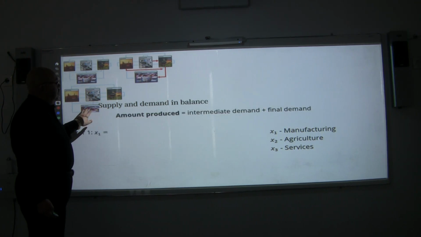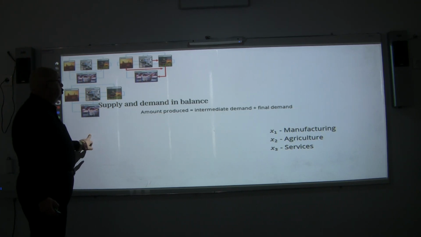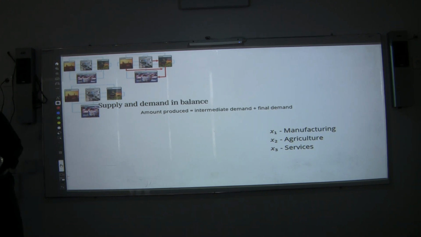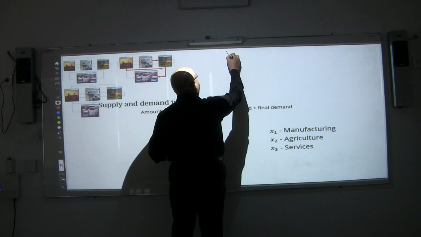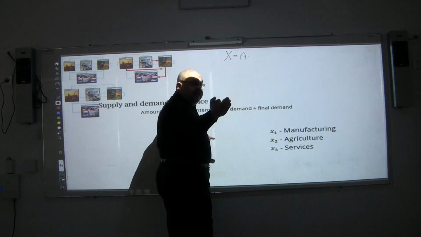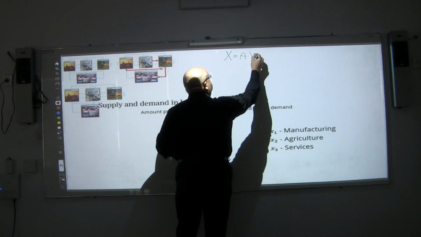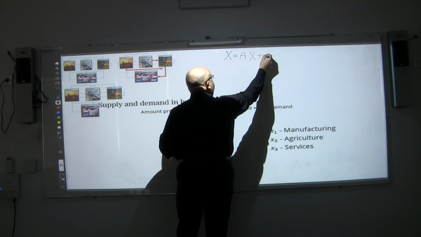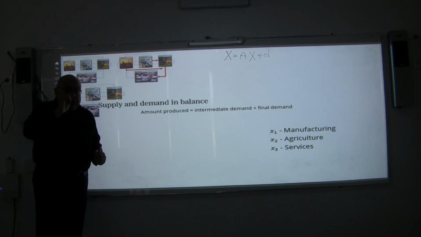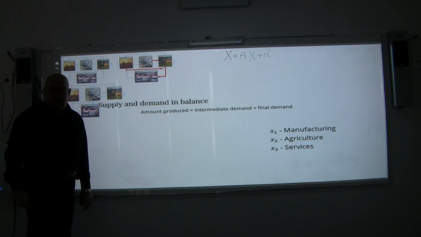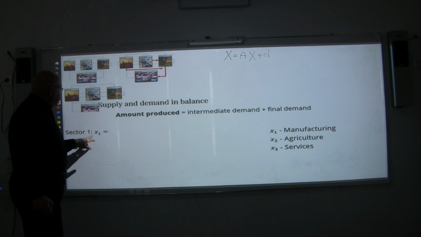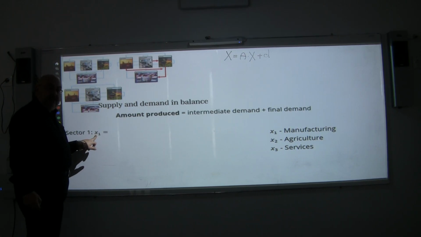So once more, these are the 3. If I'm trying to build this equation, remember, I have X, which is the production, equal A, which is the technical matrix, times X, which is the reduced part, plus the final demand. Let's reform each equation. So I will start with the equation of the first sector, the first equation. The production is X1.